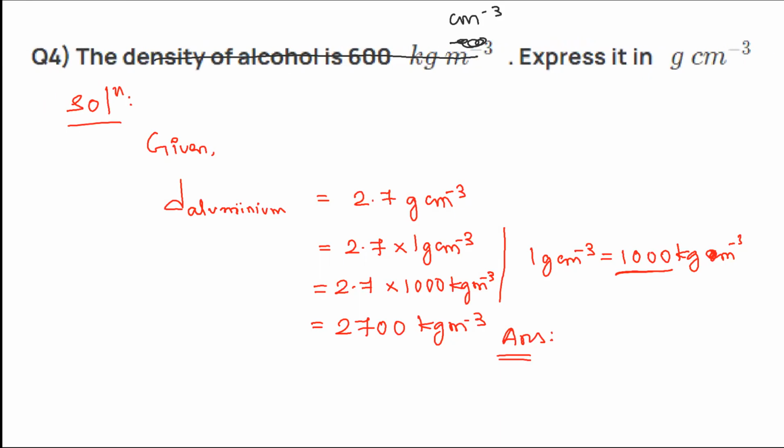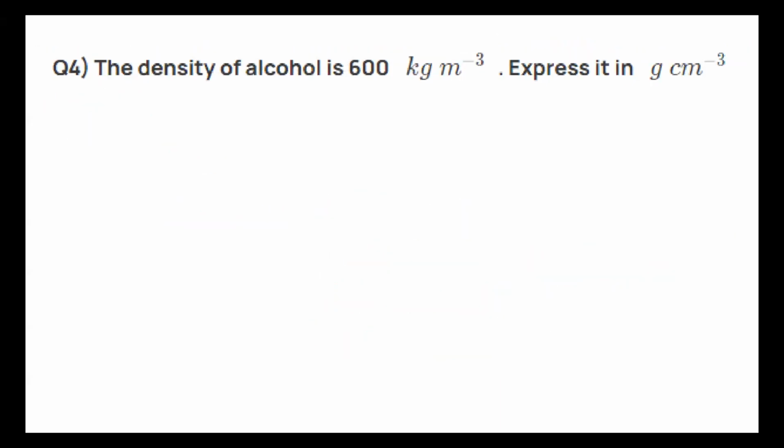Same question. Density of alcohol is given to be this much. The density is given in SI unit. You have to convert it into CGS unit. What's the big deal? Solution.